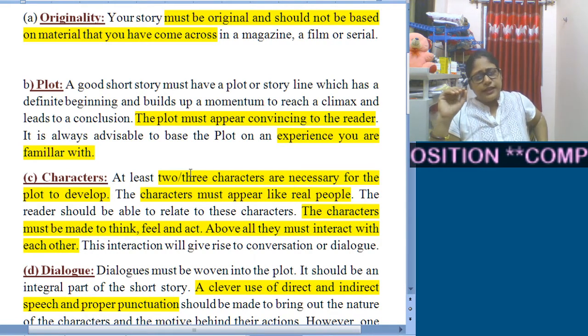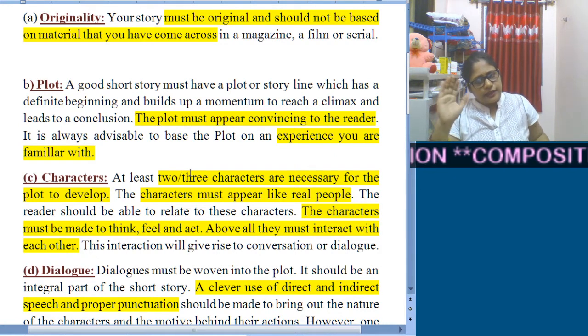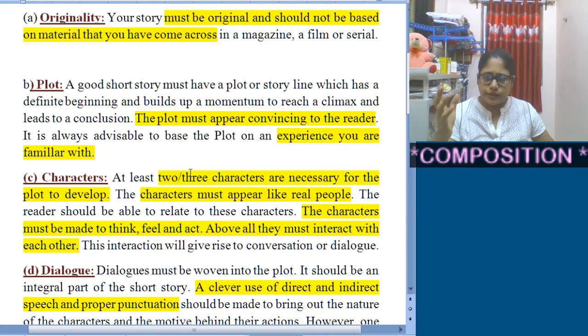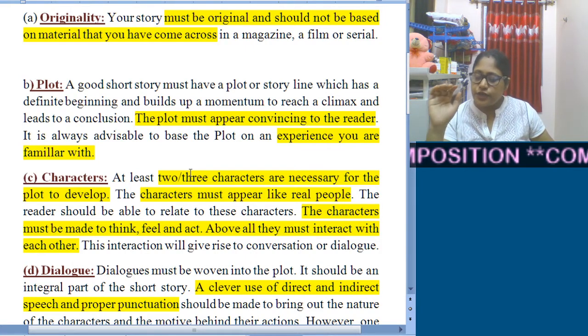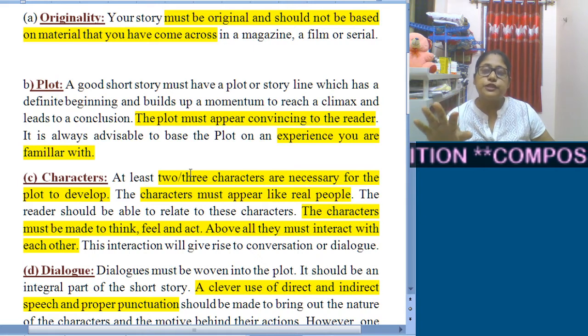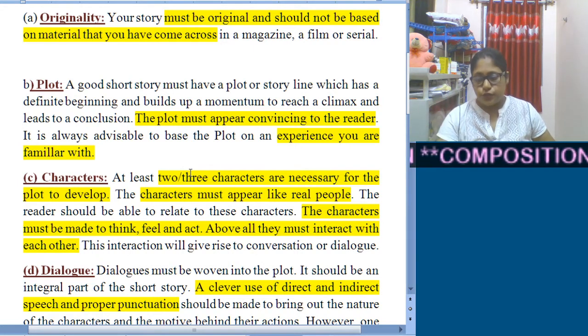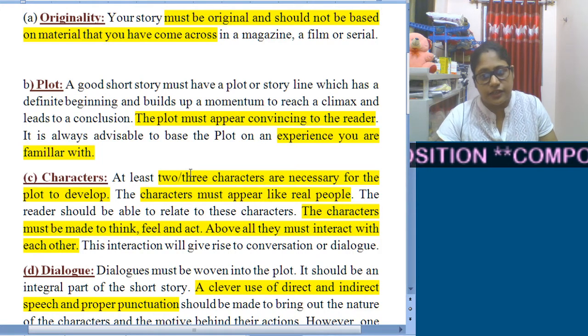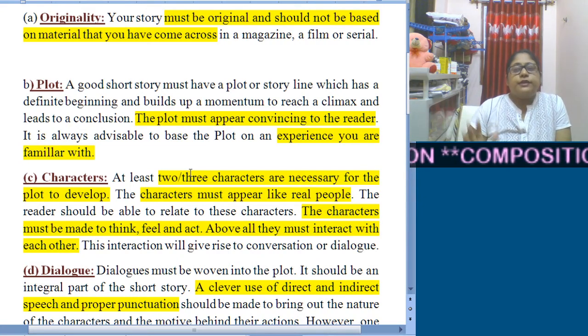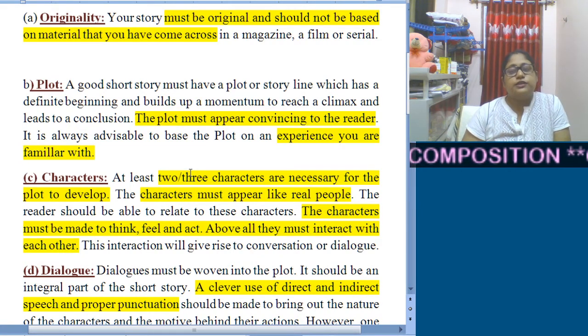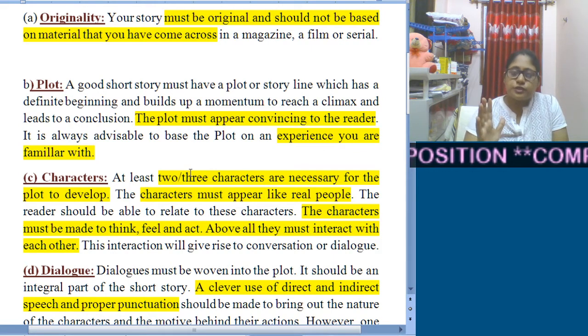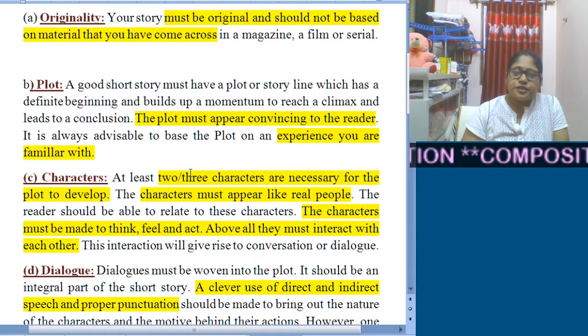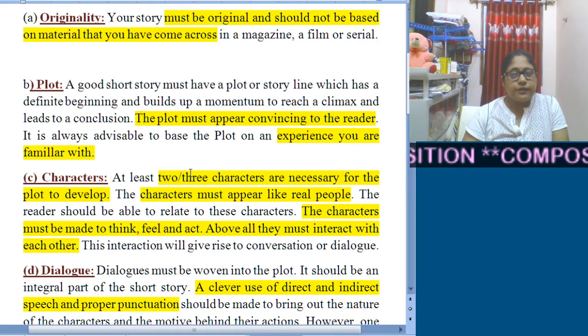Now, their conversation will be turned into the dialogues. But here you need to remember that there is a basic difference between drama and short story. So the direct speech or dialogues are required, but they should not be in such a number or manner that your short story will turn into drama. Suppose you include 4 characters, it's not necessary that all 4 characters will start talking to each other, then it will definitely turn into drama. So you need to be careful about this.